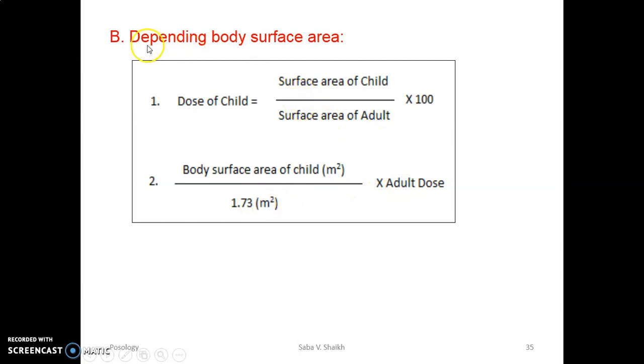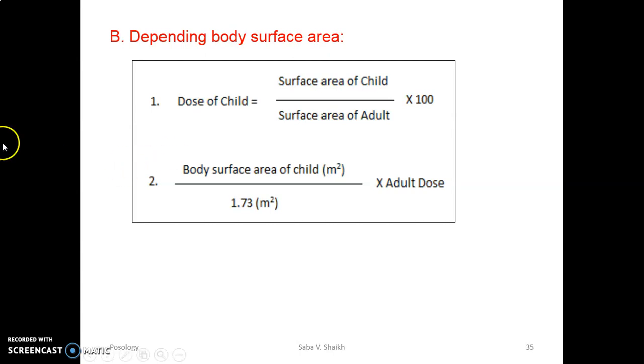In both cases, both formulas depend upon the body surface area, and we can calculate the child dose depending upon these formulas. Now remember, you have to remember all these formulas and equations, because a question comes in the exam: calculate the dose of a child if given the surface area, body weight or age factor. So you have to remember all these formulas. My suggestion is you can write down these formulas in your book again and again and recall them nicely.